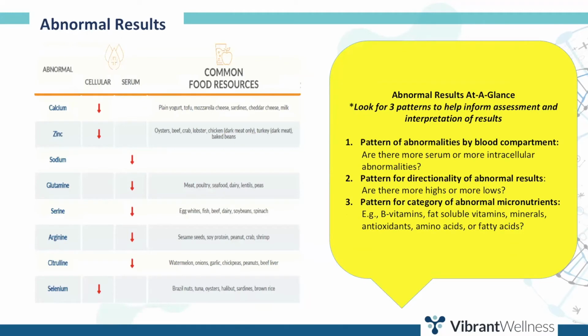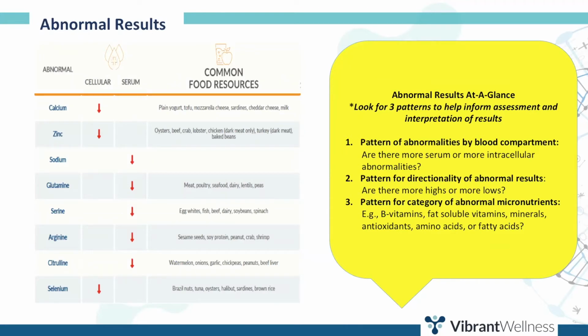So with regards to the abnormal results, I spend about a minute and a half on this page. And I say that because patients tend to really get hung up on this page because it tells you what is frankly abnormal. And really, this doesn't tell us anything about what's optimal, what's borderline low or borderline high. It's a nice summary of what's abnormal.